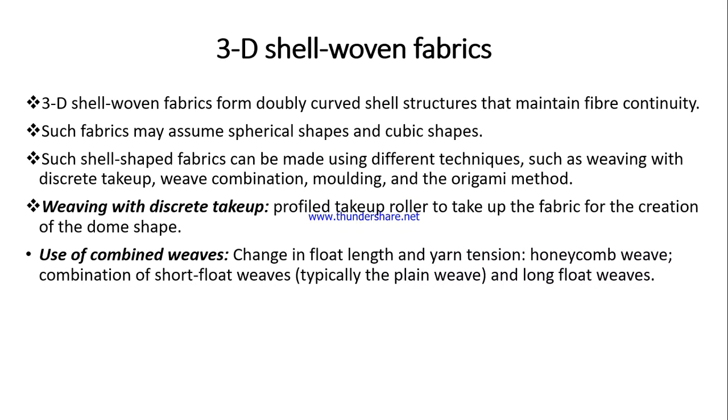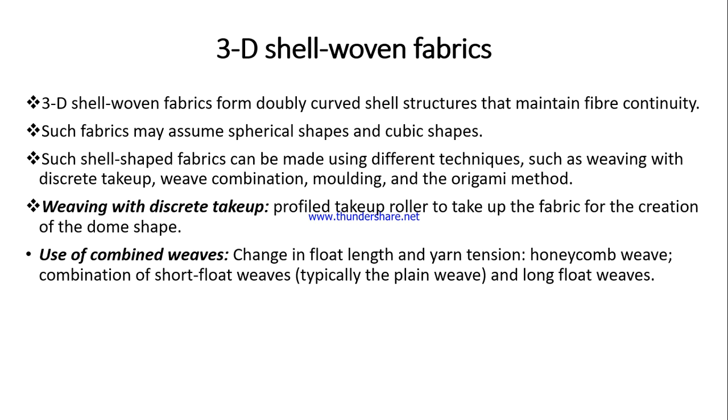3D shell woven fabric. This is a different type of fabric. 3D shell woven fabric is formed from doubly curved cell structure that maintains fiber continuity. In 3D shell woven fabric, the yarn or the fiber which is making those structures has a certain level of continuity.